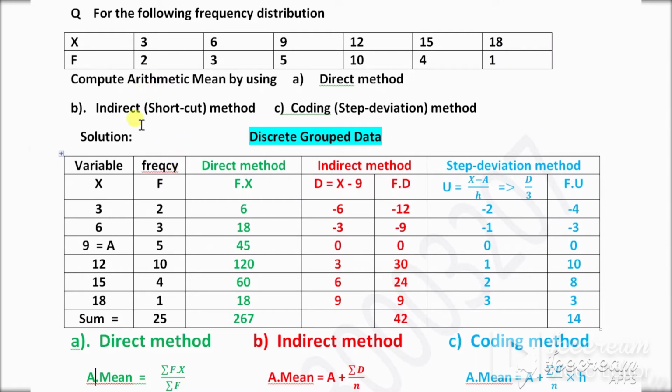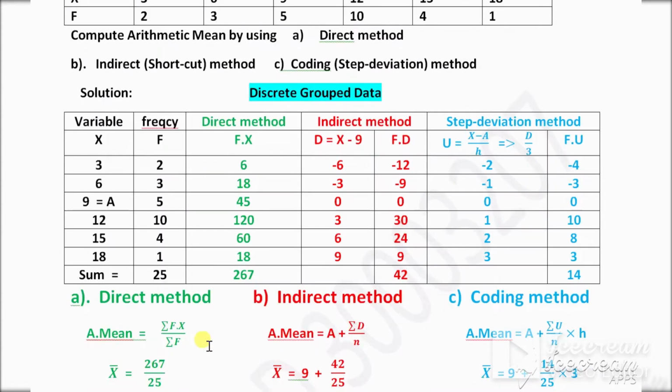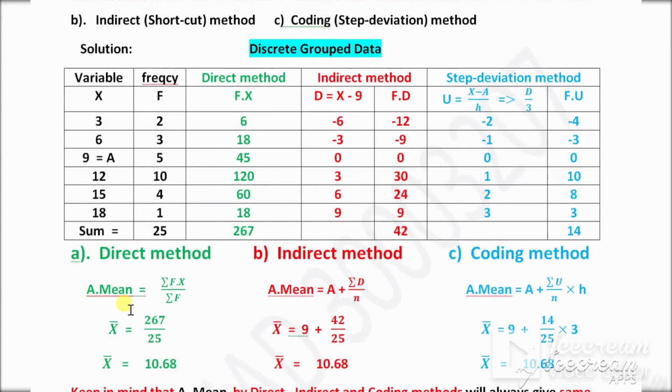So first of all, write the first two columns as they are, the x column first, the f column second, and the rest of the columns we will calculate according to the formulas. This green column is for the direct method, the red column is for the indirect method, and this one column is for the step deviation method. So the first one is the direct method. What is the formula for the direct method? The formula when frequency is given is arithmetic mean equals summation fx divided by summation f. Now here we will use f with x.